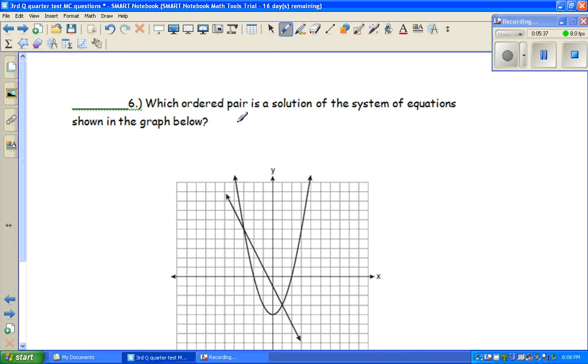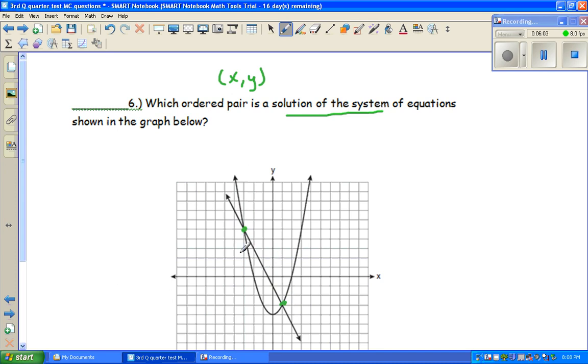Which ordered pair? An ordered pair is a solution point, is a point. A point is any xy pair. So what we're looking for here is any xy pair that's a solution to the system. A solution to the system means where they meet. So they meet there and they meet there.